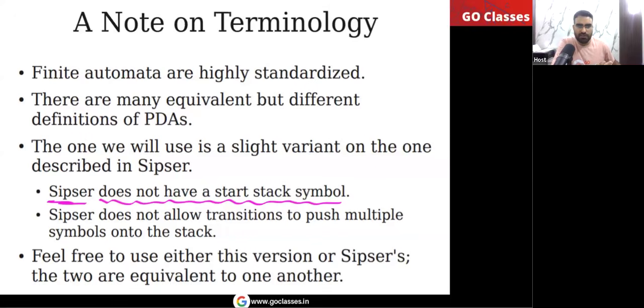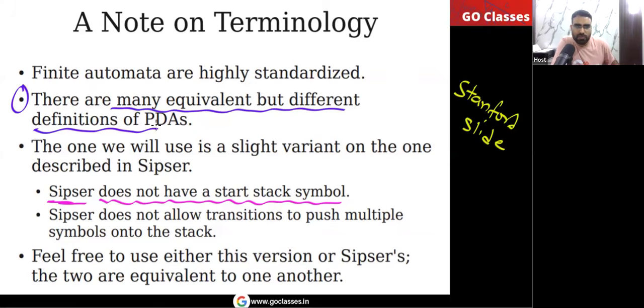But remember, our definition, which you can follow from what we have seen in our PDA lectures, is taken from Stanford. This PDF is also taken from Stanford. This screenshot is taken from a Stanford slide. Remember, here you can easily see that there are many equivalent definitions of PDA. Read this, it is an important line: there are many equivalent but different definitions of PDA.